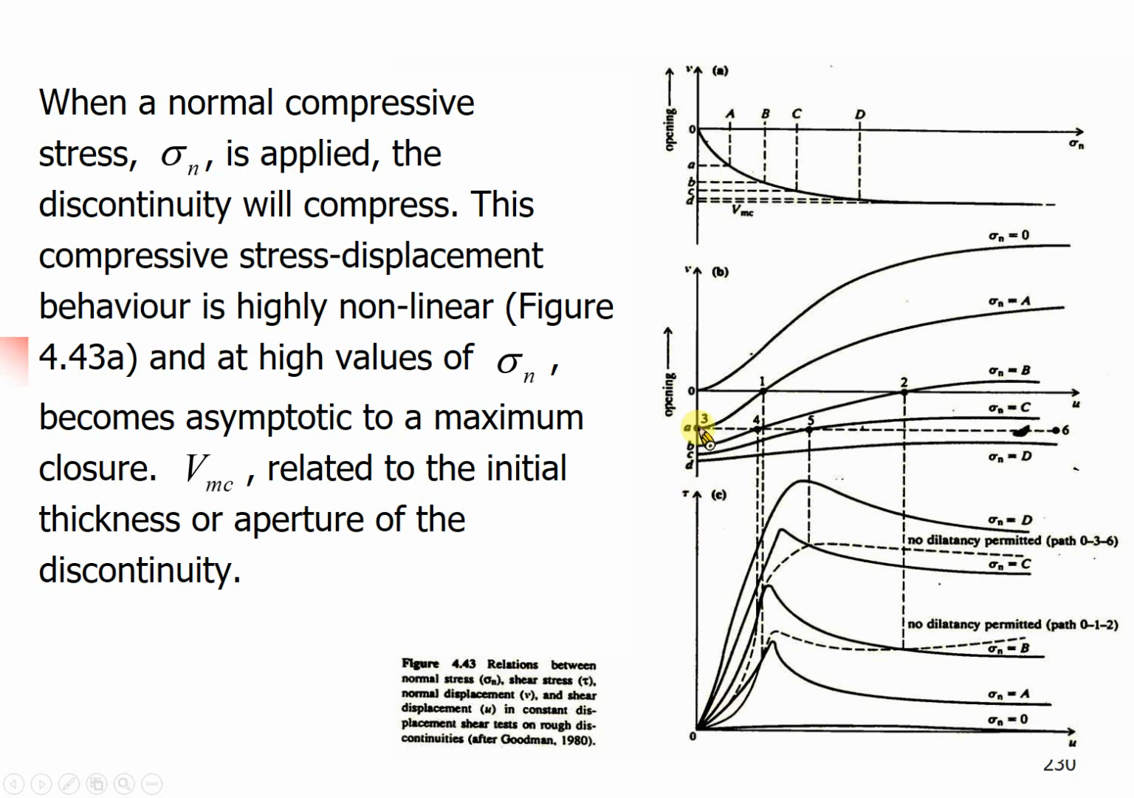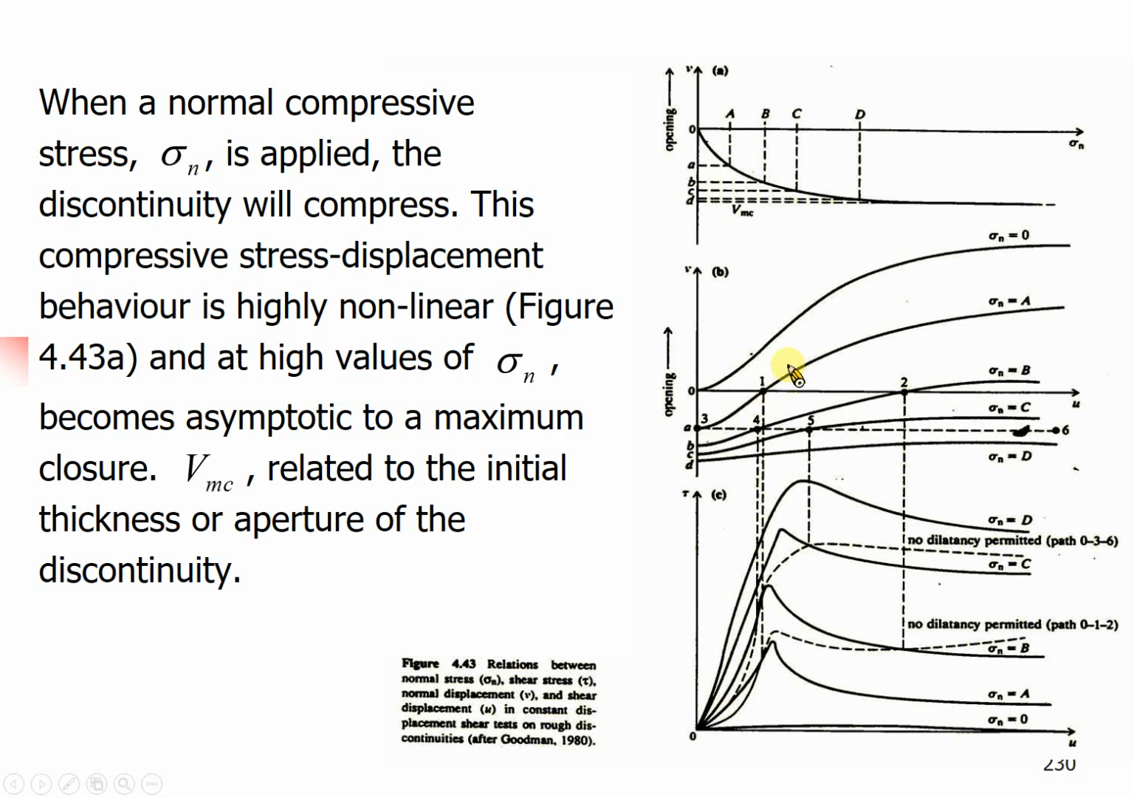So for this curve, you can find very clearly that when you apply a shear displacement, the normal displacement starts to open. The joint starts to open when you apply a shear stress. Okay? This will be a kind of dilatancy, shear dilatancy. Up to this point, the normal displacement will go back to 0. Above this point, the discontinuity will keep dilating because of the shearing.